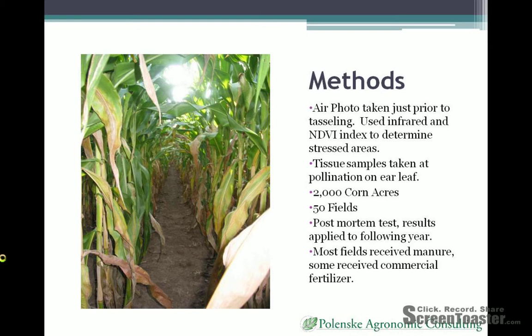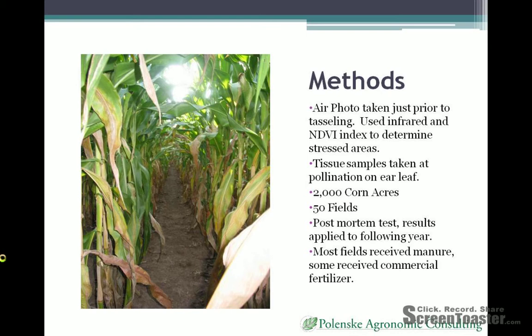So these tissue samples were taken after we got the photos back, and this was about pollination time, and the tissue samples were taken using the ear leaf. It was done on about 2,000 corn acres in 50 fields, and traditionally it was a post-mortem test, so the results were applied to the following year.